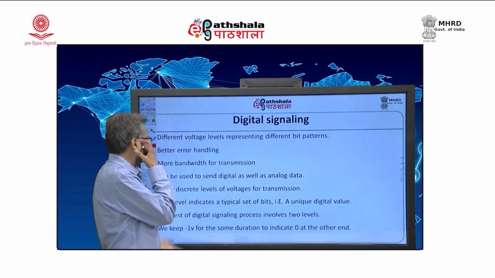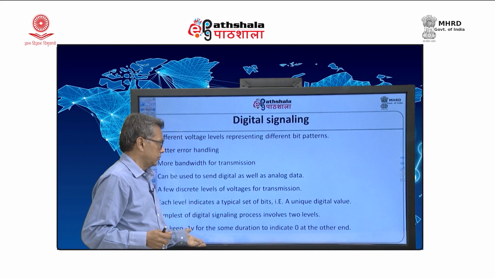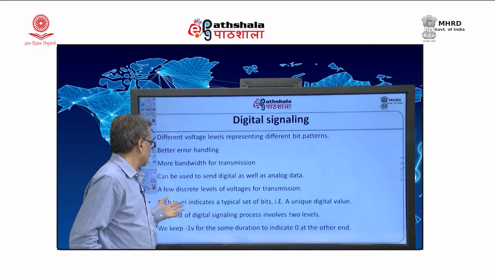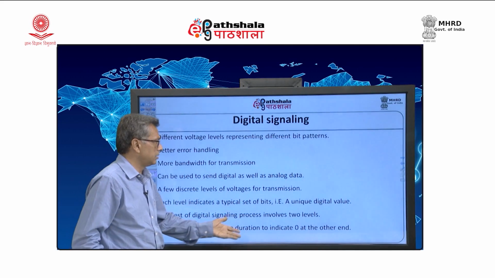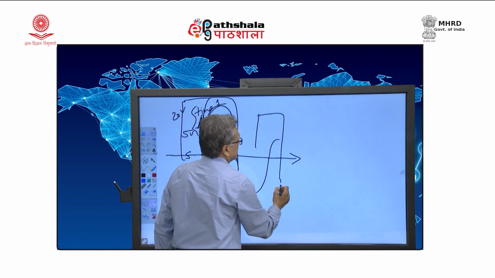Now, digital signaling I've already talked about a bit. I don't want to repeat that, but you can see that each level indicates a typical set of bits, a unique digital value. Okay. And two levels we have talked about, and we have also talked about multiple levels earlier. The duration is a very important value in digital signaling. Suppose I am sending a signal.